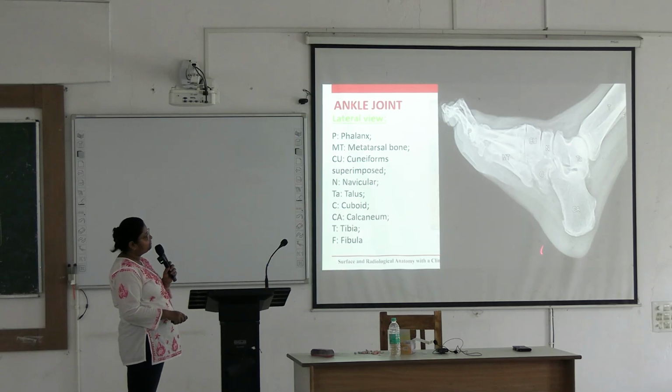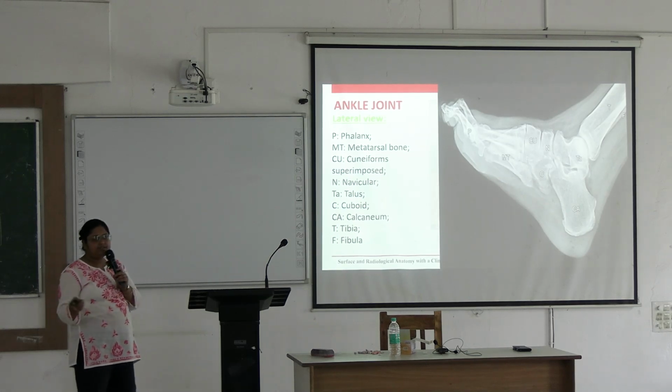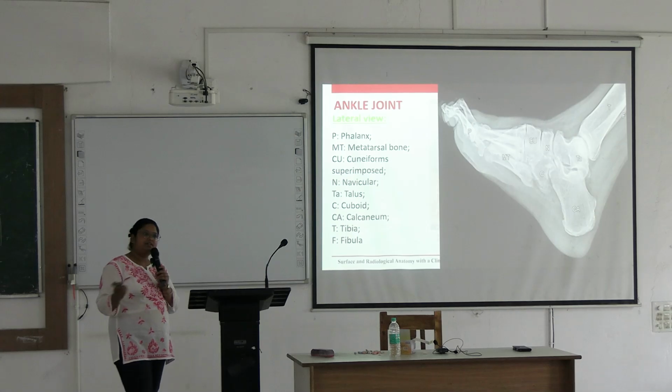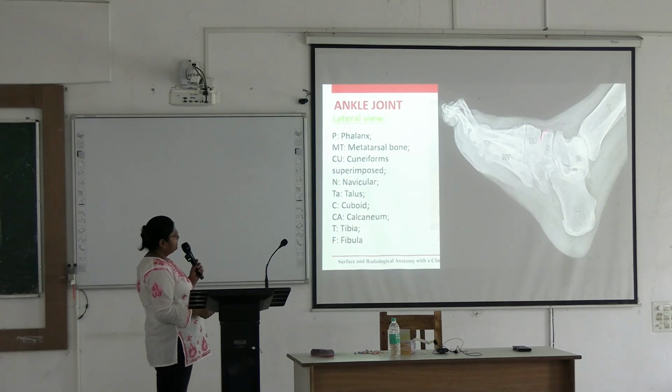This is calcaneum forming the heel. From here, in this part of calcaneum, a bony spur is present sometimes. That is known as calcaneal spur. Here talus is articulating with navicular, calcaneum with the cuboid. Three cuneiforms are overlapping with each other.